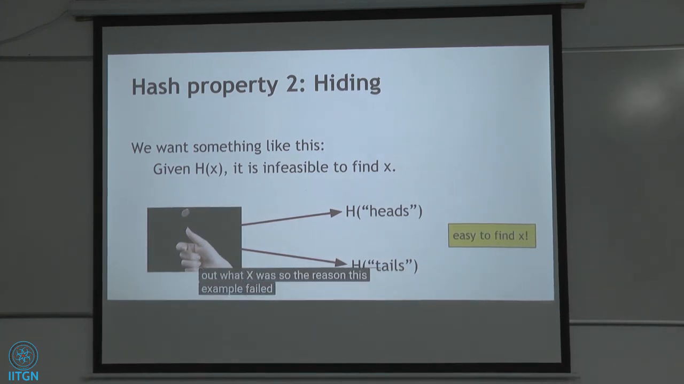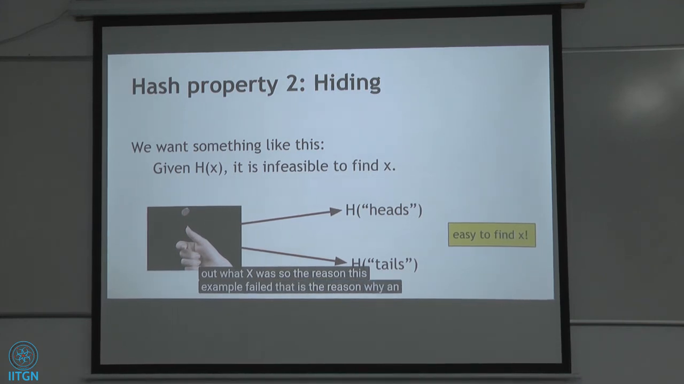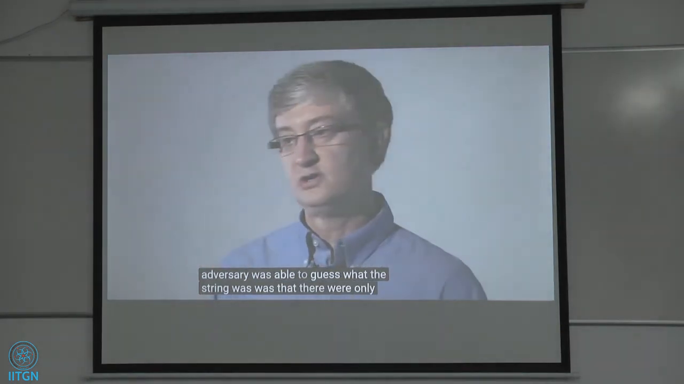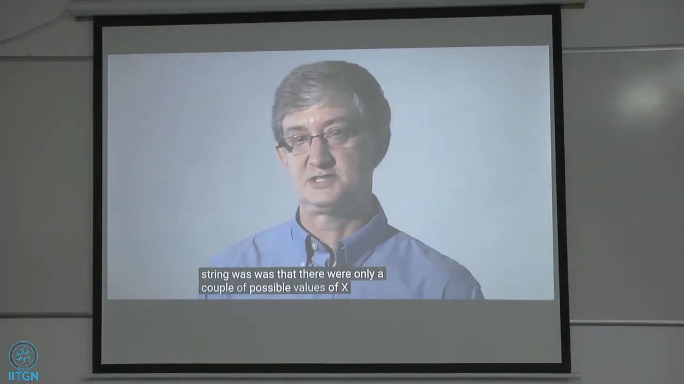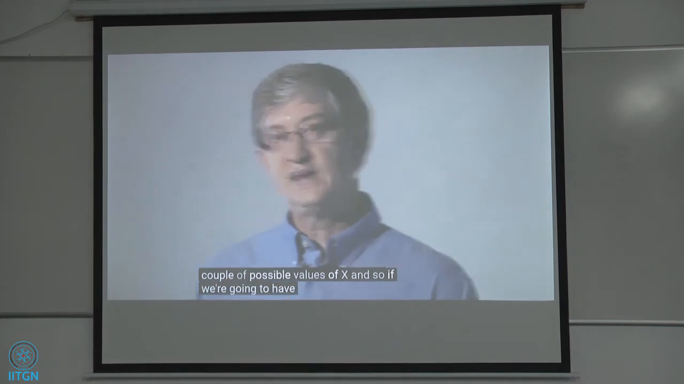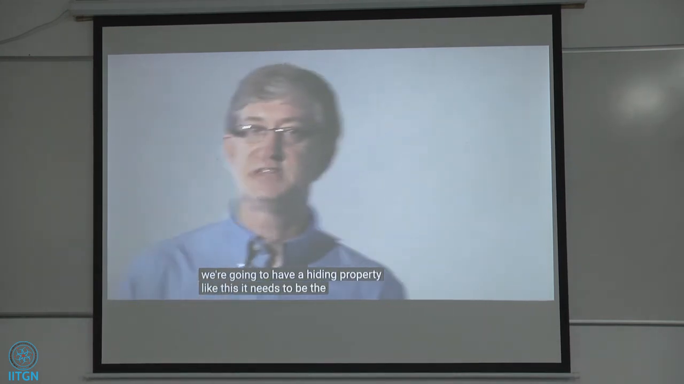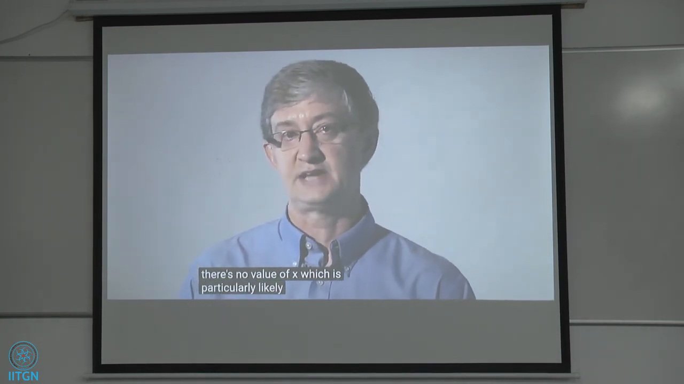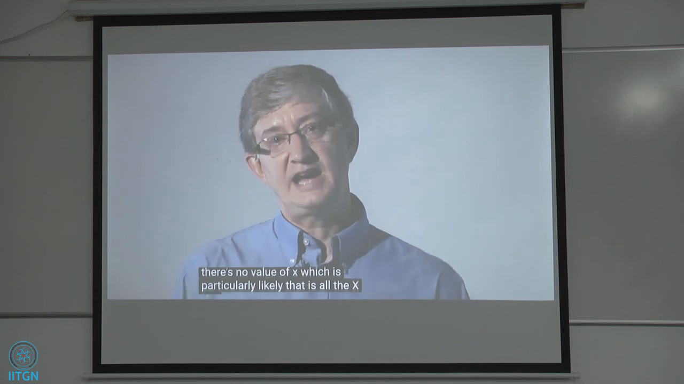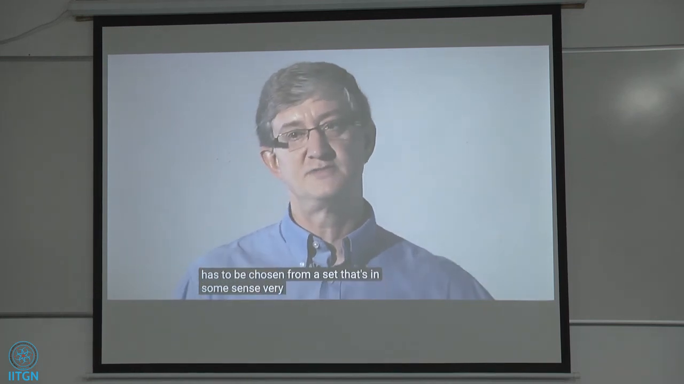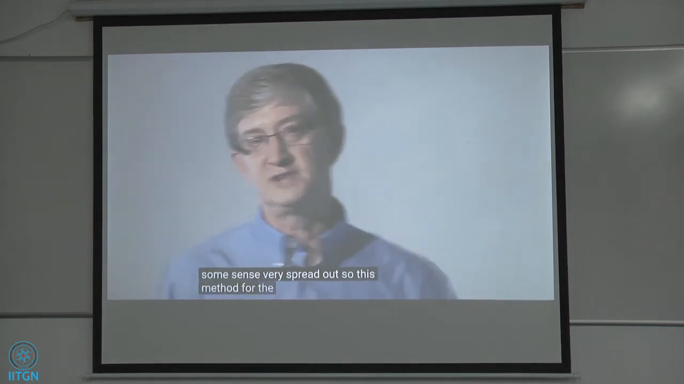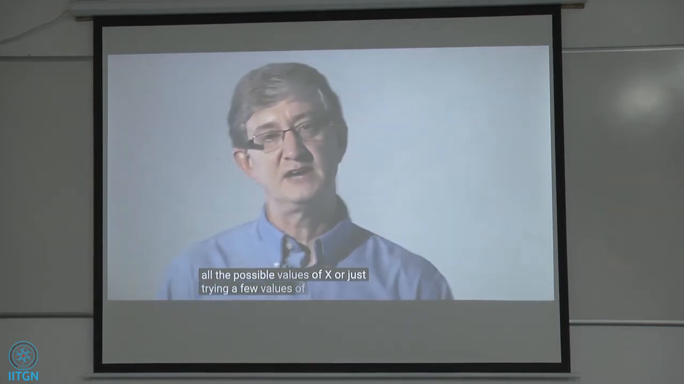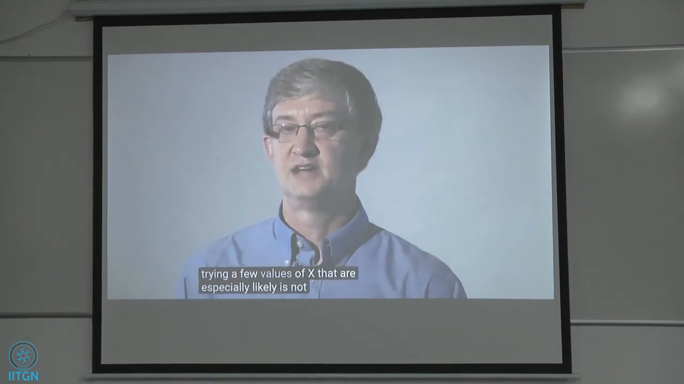So the reason this example failed, that is the reason why an adversary was able to guess what the string was, is that there were only a couple of possible values of x. And so if we're going to have a hiding property like this, it needs to be the case that there's no value of x which is particularly likely. That is, x has to be chosen from a set that's in some sense very spread out. So this method for the adversary of just trying all the possible values of x, or just trying a few values of x that are especially likely, is not going to work.